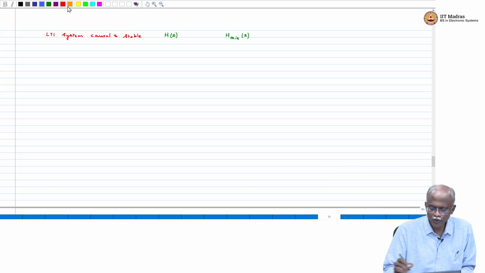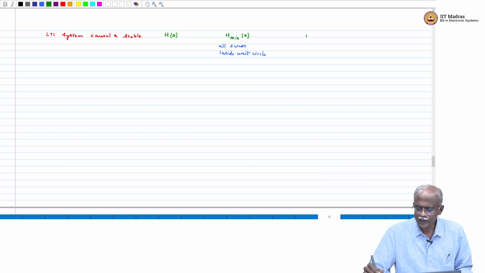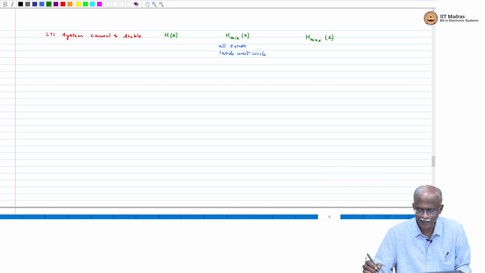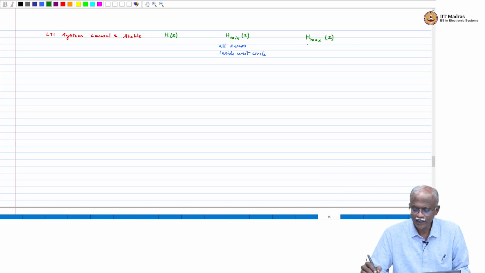The difference between these two is that both of them have got the same magnitude response, but this one has got all zeros inside the unit circle. By the same token, I can also look at a third transfer function which has got the same magnitude response but has got all zeros outside the unit circle. It will have exactly the opposite: this one has minimum phase lag, that will have maximum phase lag. So I use the subscript max. This one has all zeros outside the unit circle.